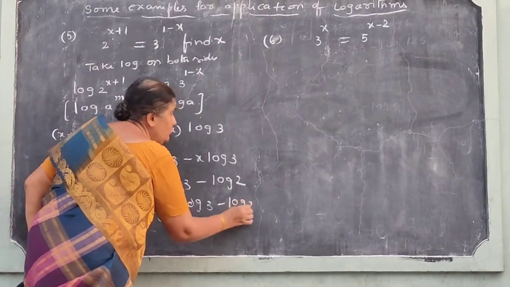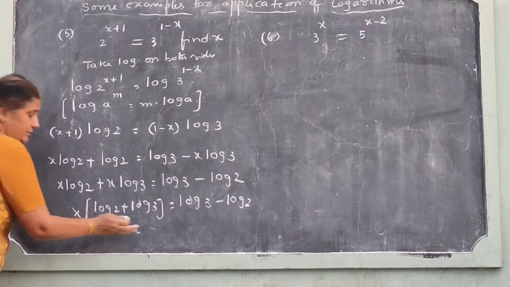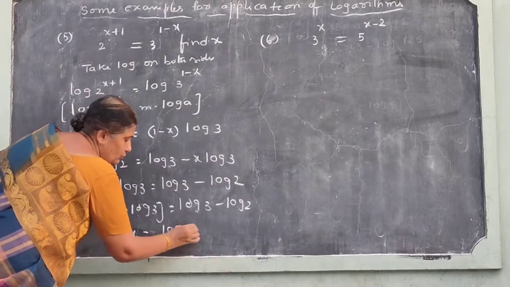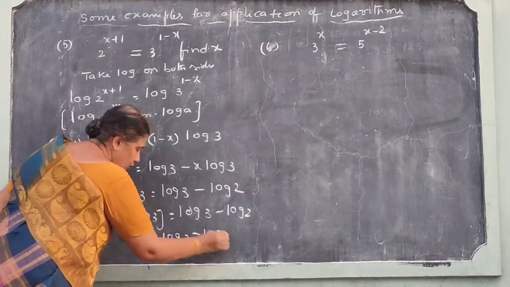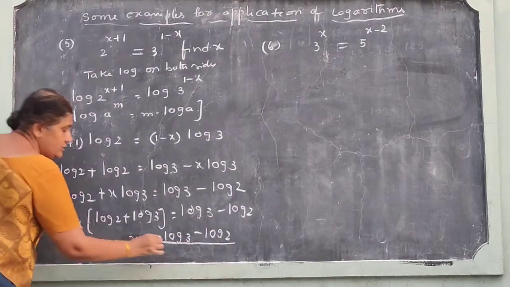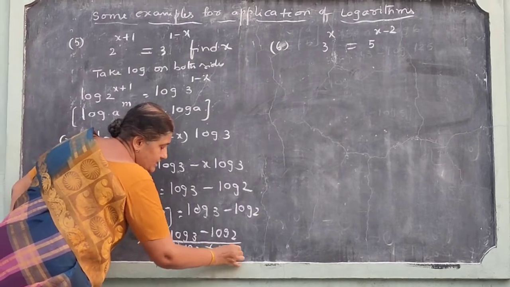Which value do we want to find out? x. x into the bracket. x is equal to log 3 minus log 2. The multiplication will come to RHS, it will change to what? Division. What is the answer? Log 2 plus log 3. Do you understand or not?